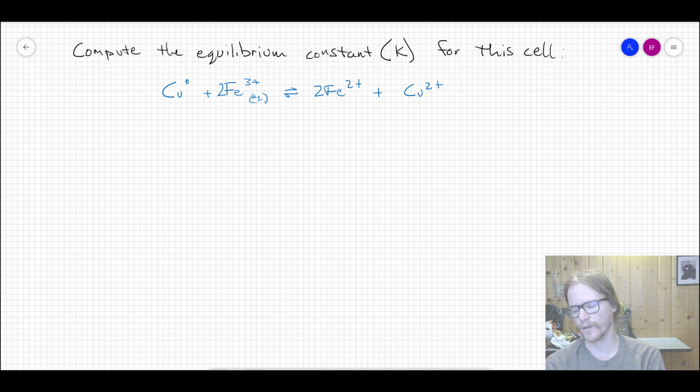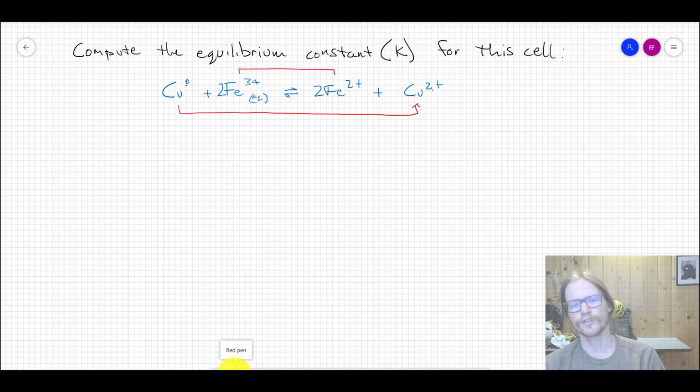And so I want to run through a quick example here of doing exactly that. So I've got this cell, which is copper metal reacting with iron 3 plus to produce iron 2 plus and copper 2 plus. So let's just look at this thing. You probably identify really quickly what's being oxidized and reduced. So we're going from copper 0 to copper 2 plus. So clearly that's the thing that's losing electrons in this case. And those electrons are then being dumped into the iron 3, and we're reducing iron 3 to iron 2.